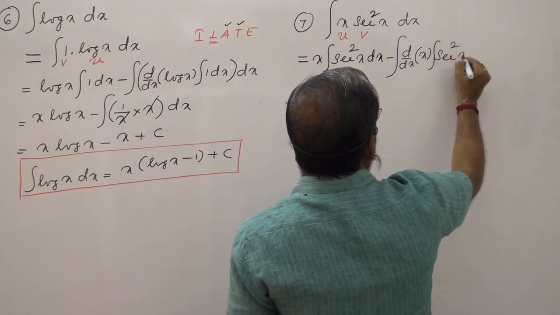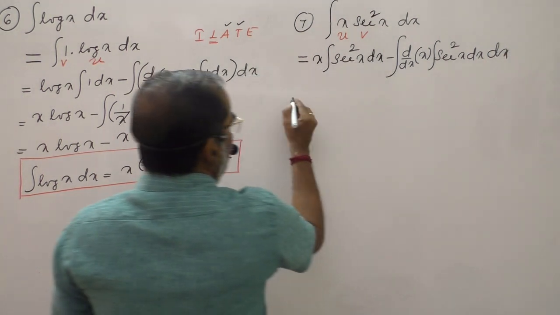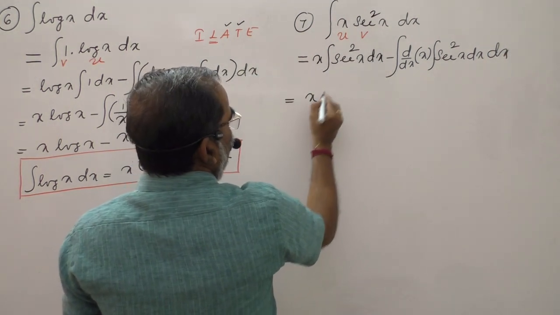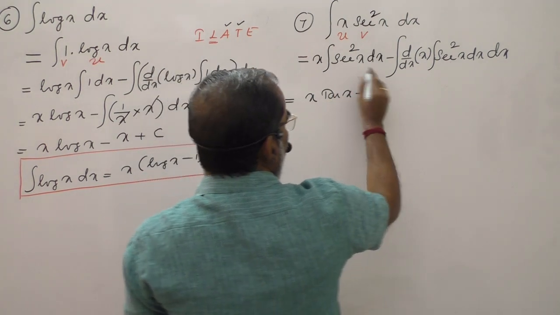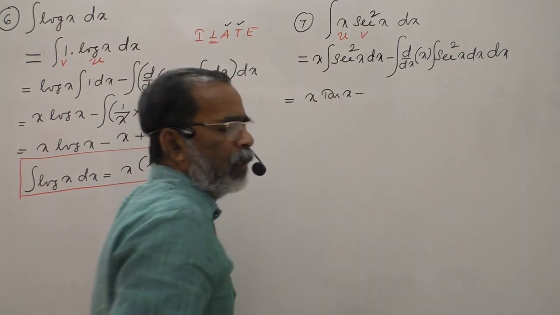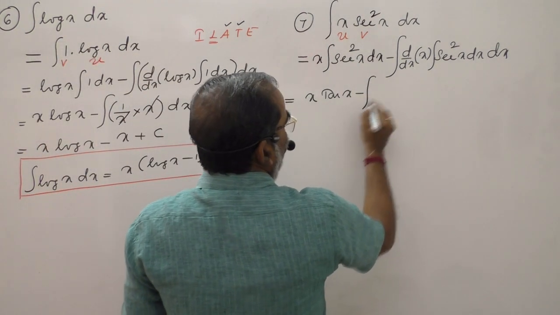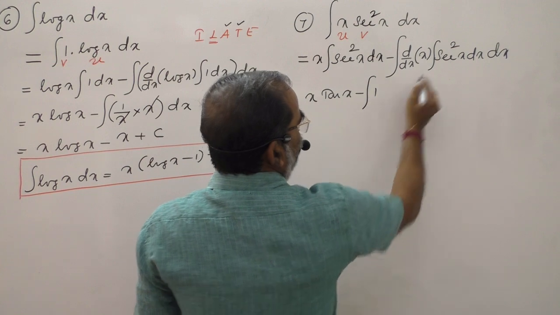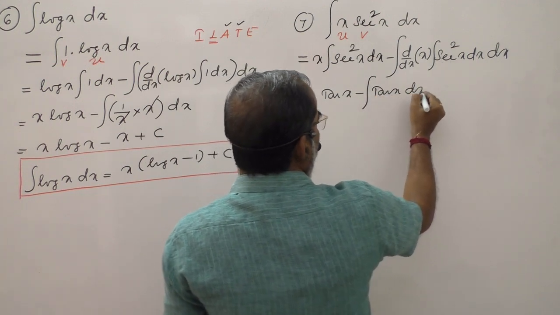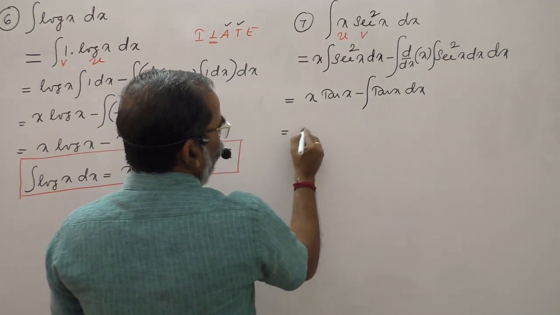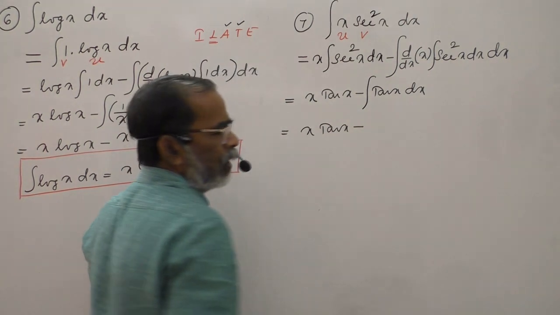What is v? Secant square x dx. Yes. Now x into the integral of secant square x, which is tan x. The second function should always have a simple integral. Next, d by dx of x is 1. The integral of secant square x is tan x, into dx. Yes, therefore it is x into tan x minus the integral of tan x.